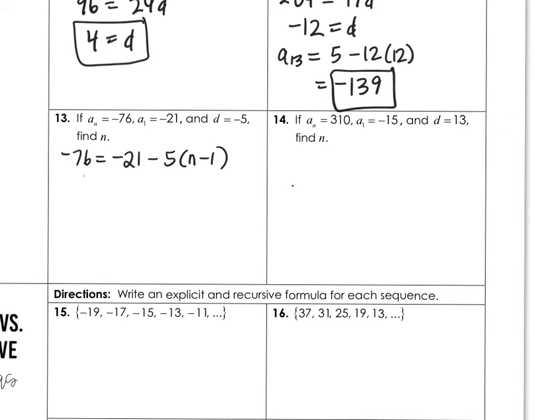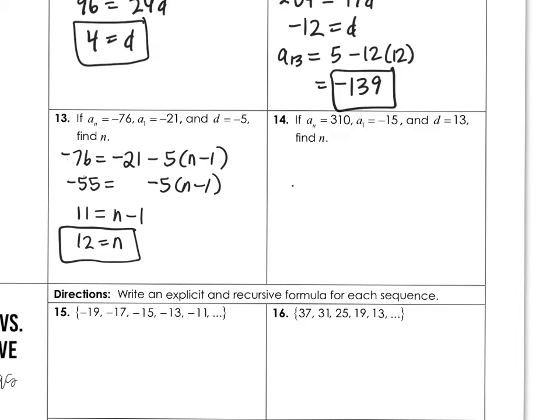So I'm going to add 21 to both sides. That gives me negative 55 equal to negative 5 times n minus 1. Now I'm going to divide by the negative 5. Well, I could do it that way. Yeah, if I divide by negative 5, that gives me 11 equal to n minus 1, and then add 1, so n is 12.